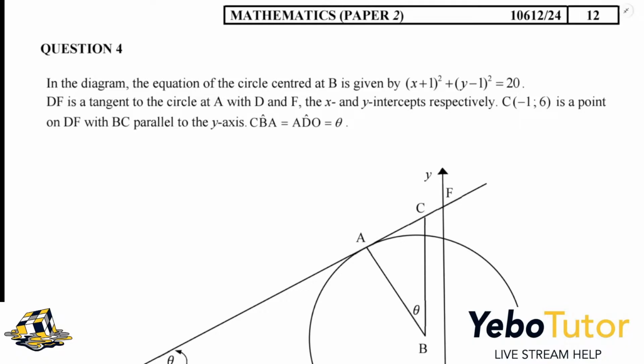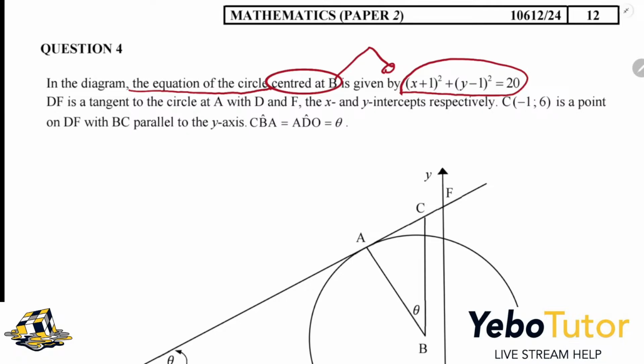All right, in the diagram, the equation of the circle, let's underline that. This is circle geometry. The equation of the circle centered at B. So this equation is for this specific circle, which is centered at the point B. It's given by (x plus 1) squared plus that. So already we can see the coordinates of B, because we already know the equation of that, and it's going to be 1:2.